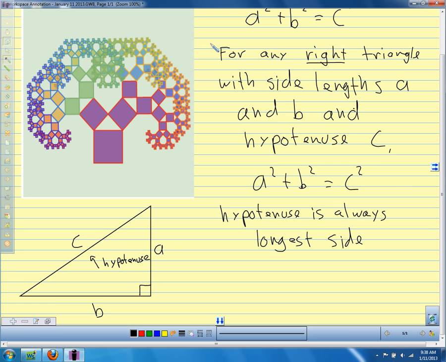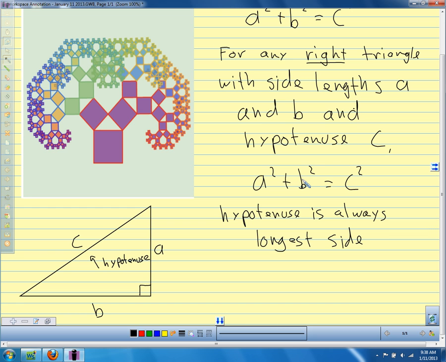And the Pythagorean theorem turns up in all kinds of places in math. There's so many things that are based on the Pythagorean theorem that it's really one of the most important equations in all of the world. So it's a pretty cool thing.